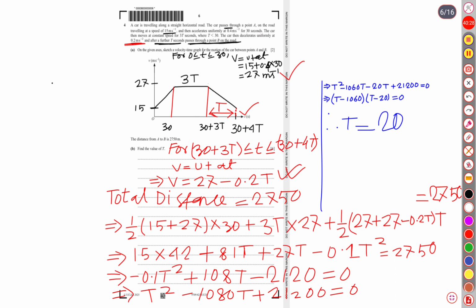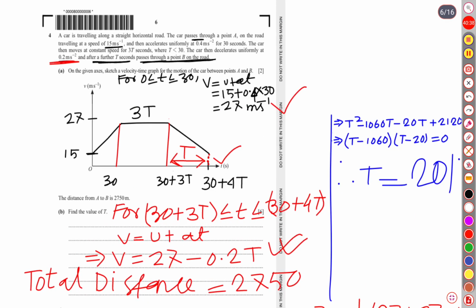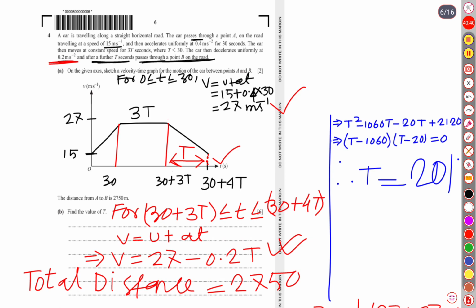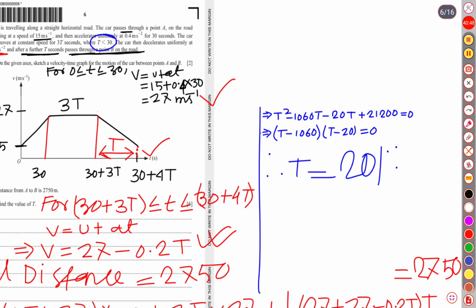Now you may ask how can we reject the other value. Since they have told here, look at this, if you go back to the question, it is written that t must be less than 30. So 1020 is definitely not less than 30. That's why we'll have to write t is less than 30. So our final answer is t is actually 20 seconds.